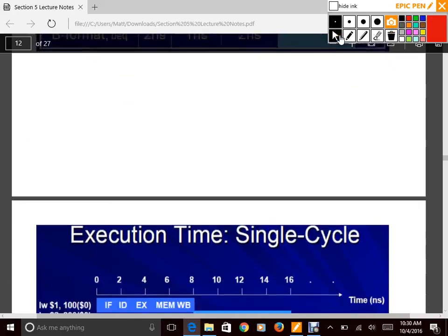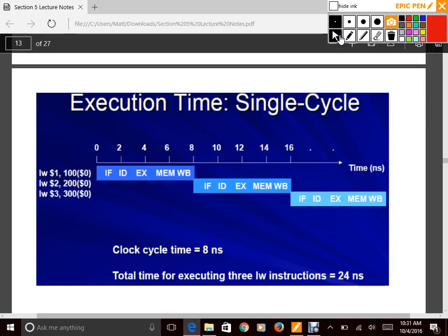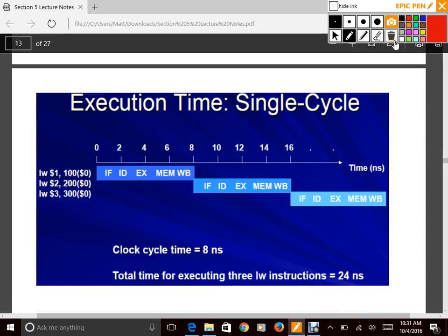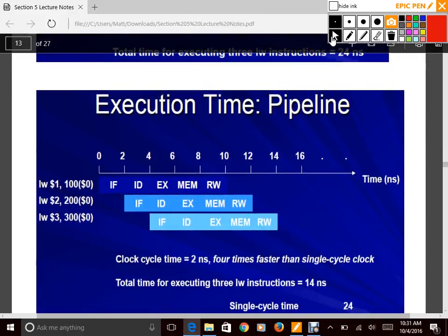So what's going to happen here in pipelining, I'm sorry, this is single cycle. So what happens is no matter what, if this were add, in this case, this is 3 load words, but it's going to take 8 nanoseconds, 8 nanoseconds, 8 nanoseconds, and the total execution time is going to be 24 nanoseconds, right? Does that make sense to everybody before I move on? So what pipelining is trying to do is overlapping these together.